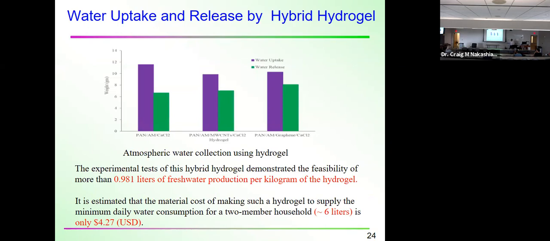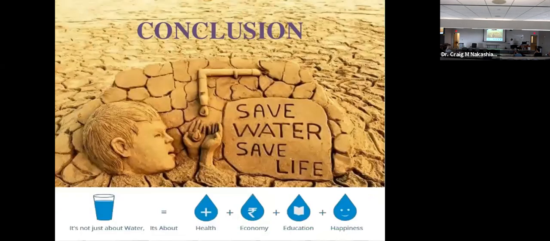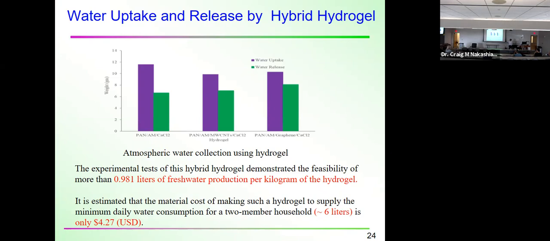And it's a little bit expensive. Calculating this, its cost is $4.27 USD if you want to get 6 liters of water. And actually, I'm not talking about everything. This hydrogel project, we have a lot of information. Many things I am not showing. We already submitted a patent here.